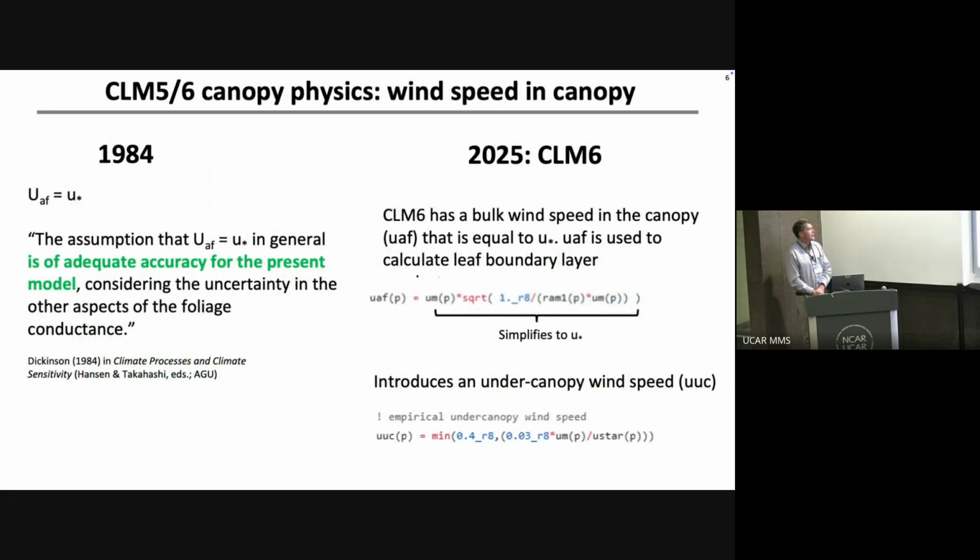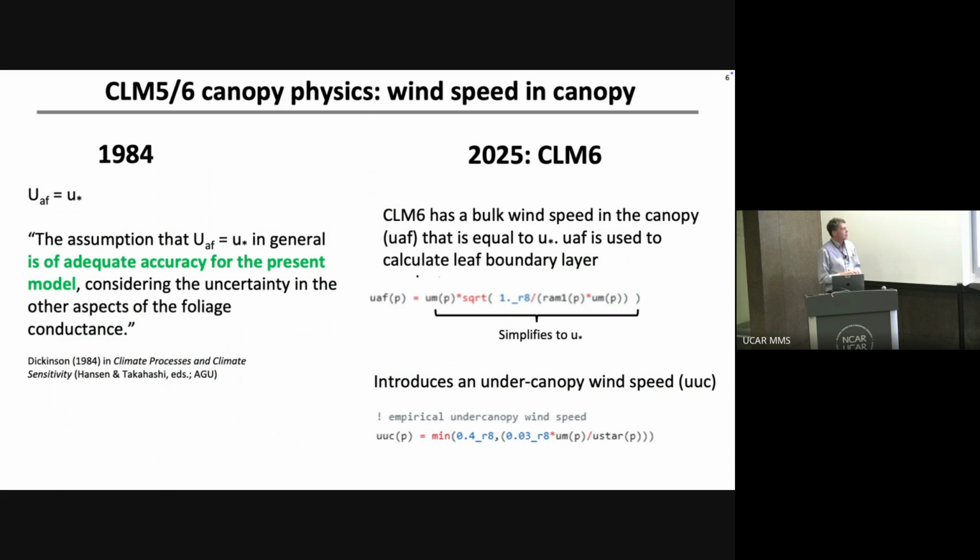It's a little different. In developing the biosphere atmosphere transfer scheme in 1984, Bob Dickinson made this assumption that the wind speed of the canopy is equal to friction velocity. And he notes that that is of adequate accuracy for the present model. Well, 41 years later, it's still of adequate accuracy because CLM is doing exactly the same thing. The code has a little snippet for what's called UAF, wind speed on the foliage. It looks complicated, but it simplifies to friction velocity.